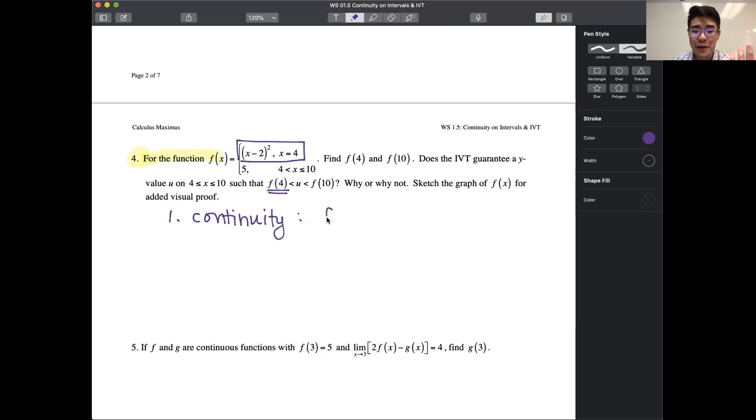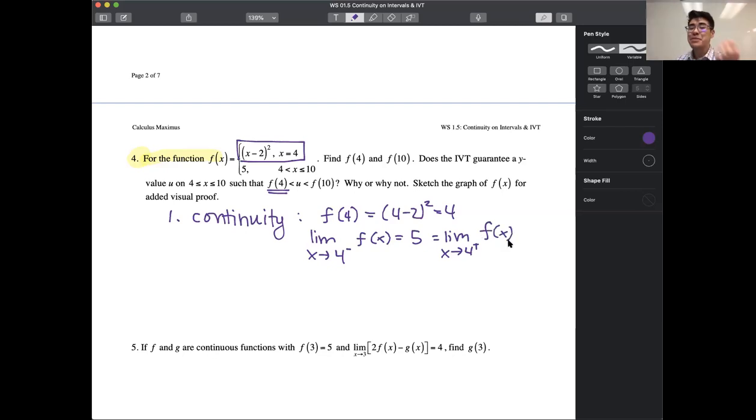And when we plug in 4, f of 4 is equal to 4 minus 2 squared, which is 4. And now let's do the limit as x approaches 4. Let's do the negative side first of f of x. And as we do the negative side, that's equal to 5, right? And if we approach it from the positive side, it's also equal to 5. So we cannot use IVT here because it's not a continuous function along that interval that they give us.